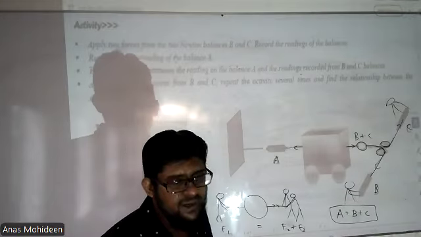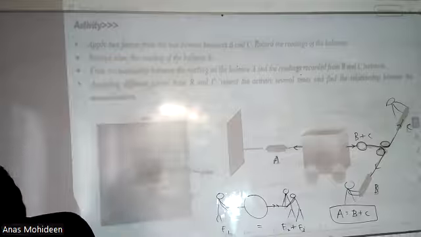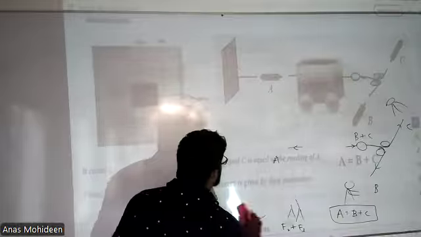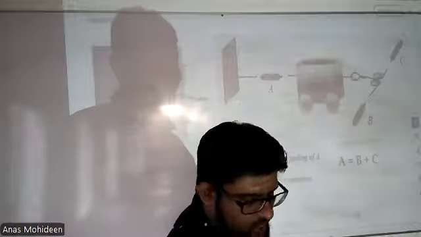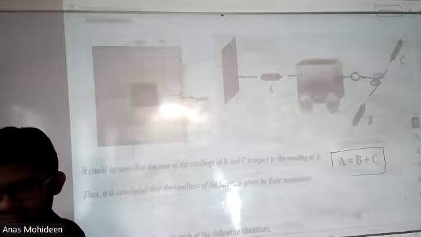Got the point? Okay. So let's write down below the diagram what it says. It could be seen that the sum of the readings of B and C is equal to A. Right there, A equals B plus C. So it is concluded that the resultant of the forces is given by their summation.